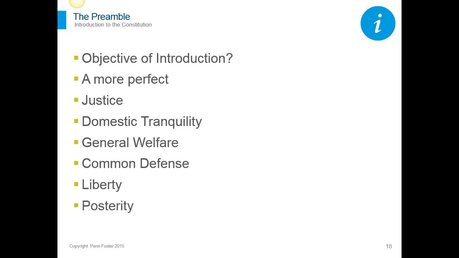And finally, the last part of the preamble, speaking to the point that they are creating this government, that our founders created this government for the posterity, which is the future descendants. So really, again, the more perfect union, creating justice, creating tranquility and stability, peace, promoting our welfare, and providing for the common defense and common liberty for all people in the United States and future descendants would have all of these pieces within the preamble.